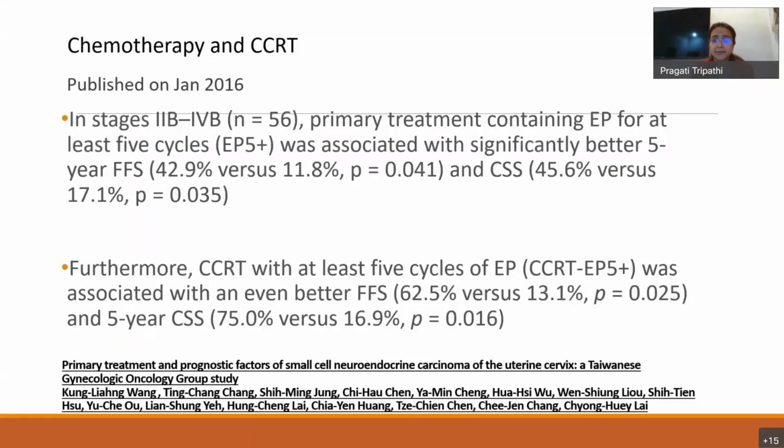There is a study done by Wang et al. in locally advanced stages, that is stage 2B and 4B, where they found that the EP regimen, when given for 5 cycles, was better, and the 5-year failure-free survival and cancer-specific survival were better. Further, they found that if it was combined with concurrent chemoradiation, then it further benefited the patient, and the failure-free survival and cancer-specific survival were better.